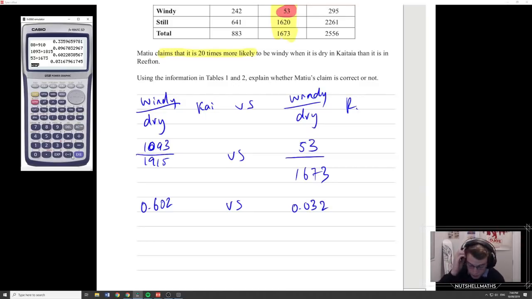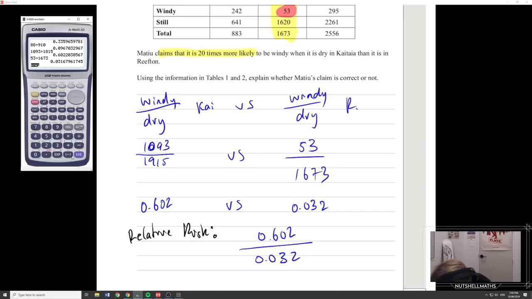To find the relative risk, I'm going to write it over here. Relative risk. We do the first probability over the second probability. That will give us the relative risk. So let's do that now. 0.602 divided by 0.032. We've got 18.8125.